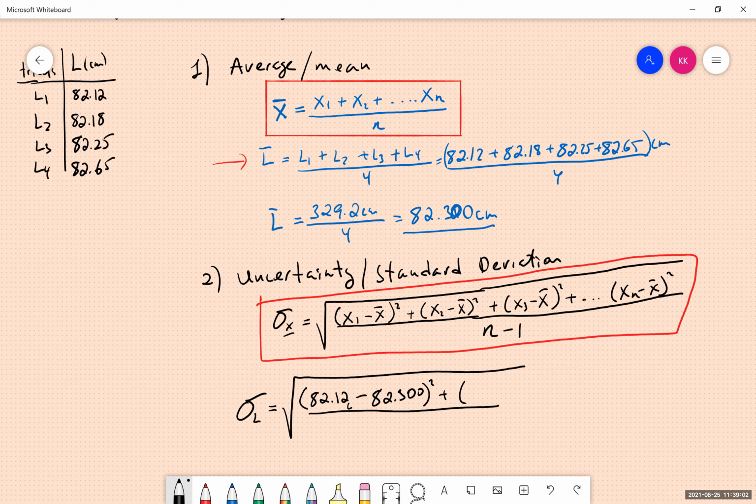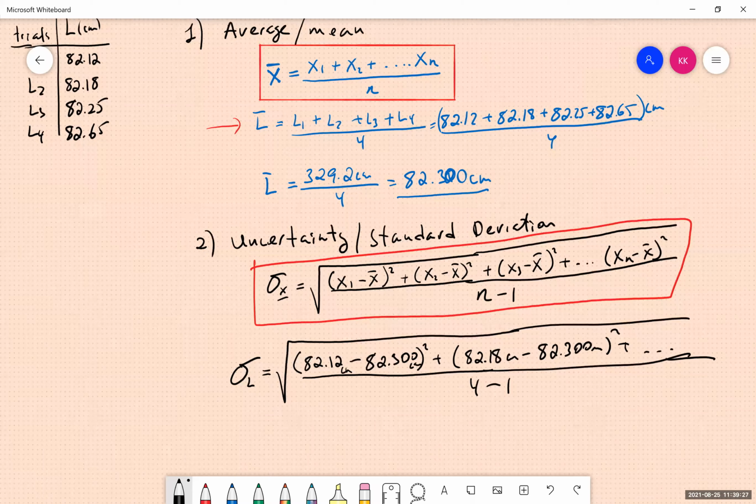If you want, as I said, you can just put the centimeters inside next to each one. So then 82.18 centimeters minus the average, 82.300 centimeters, squared, plus that. Then do the same thing for the other two measurements, and divide by the number of measurements, which is 4, so it's n minus 1. So 4 minus 1, basically divided by 3.